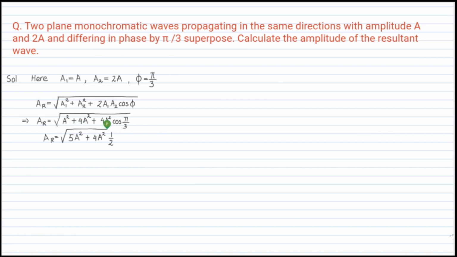Now here I can cancel this 2 and 4. If I cancel them, I'll be left with 2. So this whole term becomes 2A square. And 2A square plus 5A square will be how much? It will be 7A square. So your resultant amplitude AR equals root 7A square.